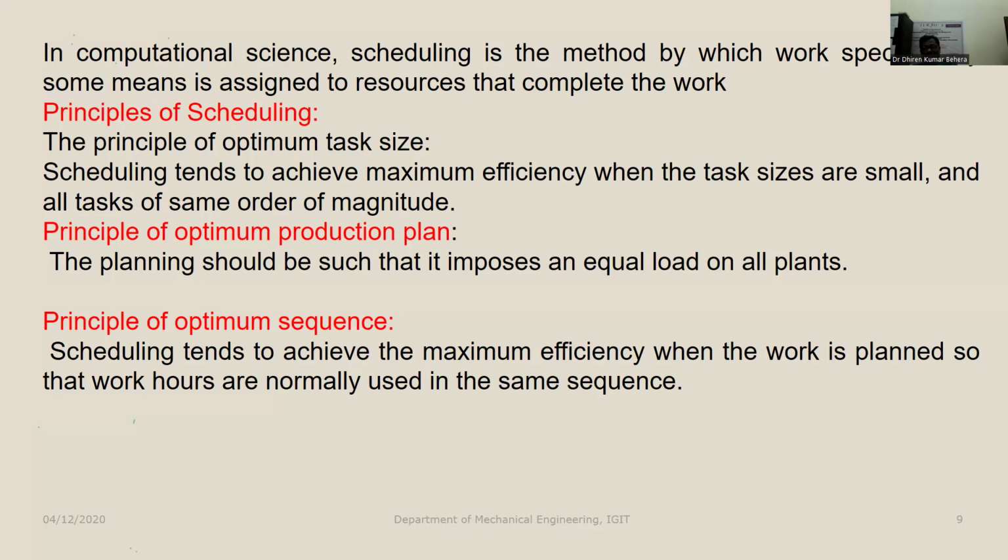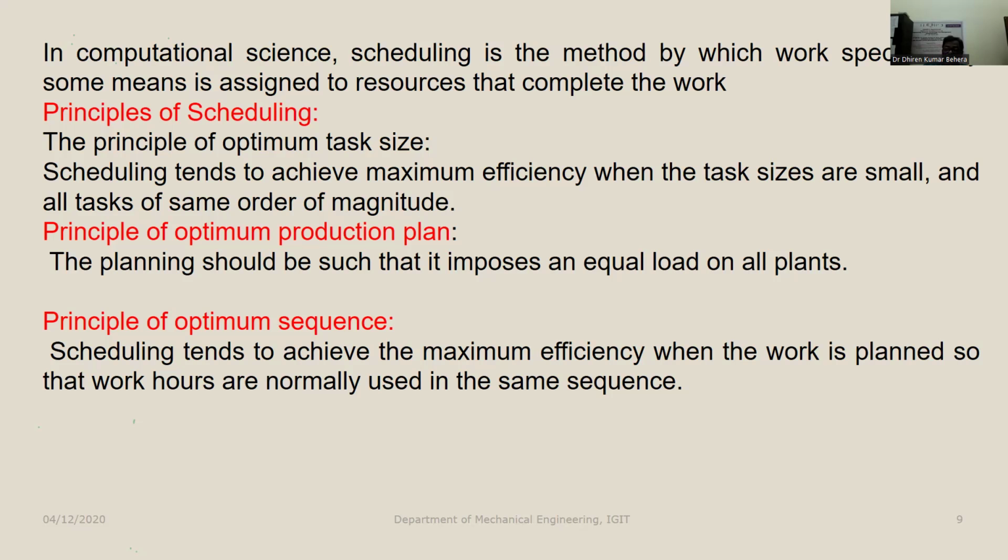Number one, the important principle is the principle of optimum task size. So what is this? Scheduling tends to achieve maximum efficiency when the task sizes are small and all tasks are of the same order of magnitude. We'll look into the problem on this.